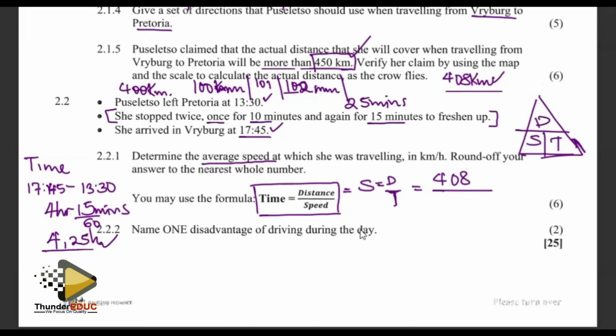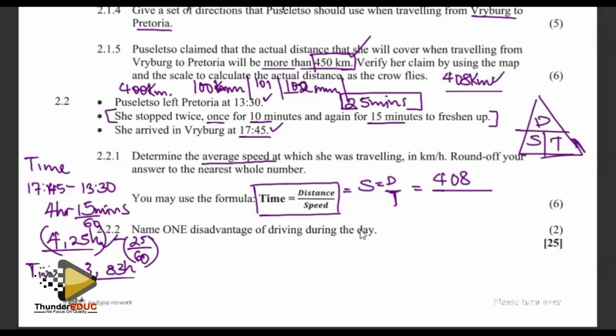Remember, this time that we see here includes these 25 minutes that the person was resting. So we need to subtract the 25 minutes, minus 25 over 60. So we have 4.25 minus that, and we end with 3.833 hours. So this is the time that he spent driving.